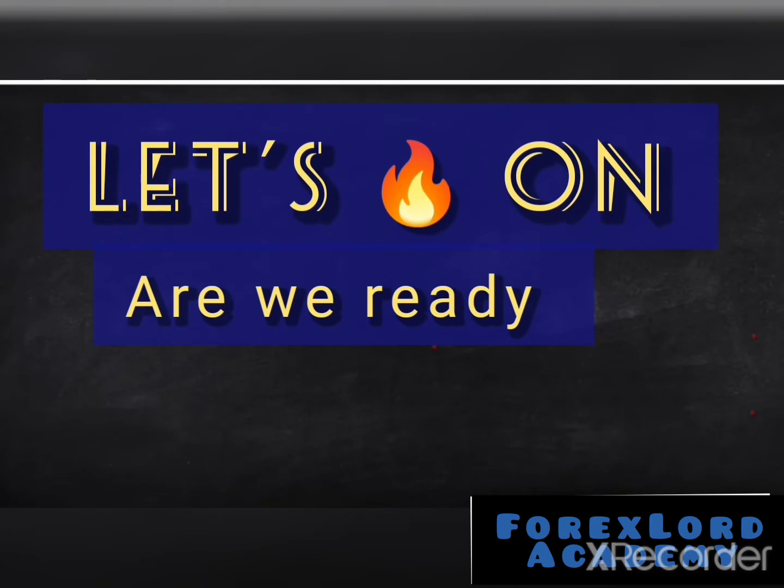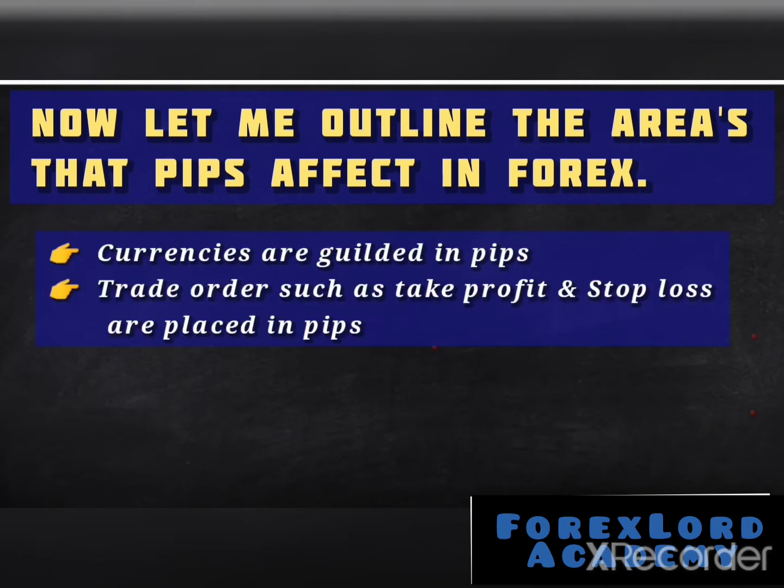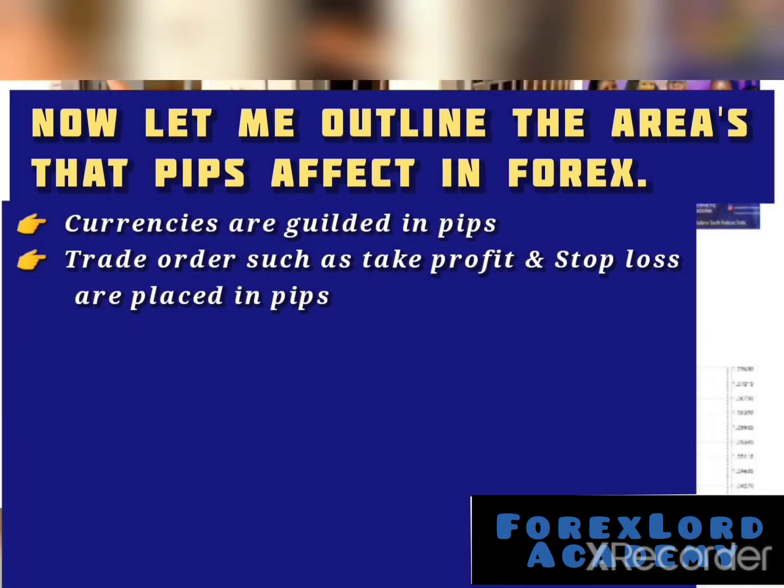All right, so now let me outline the areas where PIPs affect forex trading. Currency pairs are guided in PIPs. Trading orders such as take profits and stop loss, and how to place them in your trade, are all guided in PIPs. Profit taking: how do I know when to take profit? Most of you ask that question all the time. When do I know when to place my stop loss? All these things are calculated in PIPs. In fact, everything we are going to be doing in forex training is guided in PIPs.